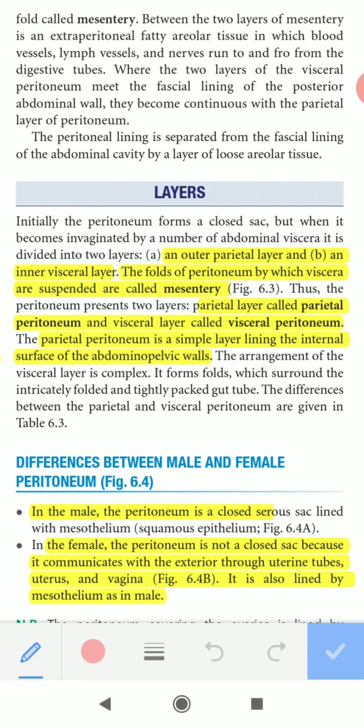Now, what is mesentery? Mesentery is nothing but a fold of the visceral peritoneum. Folded visceral peritoneum is known as mesentery. So the folds of peritoneum by which the viscera are suspended are called mesentery.